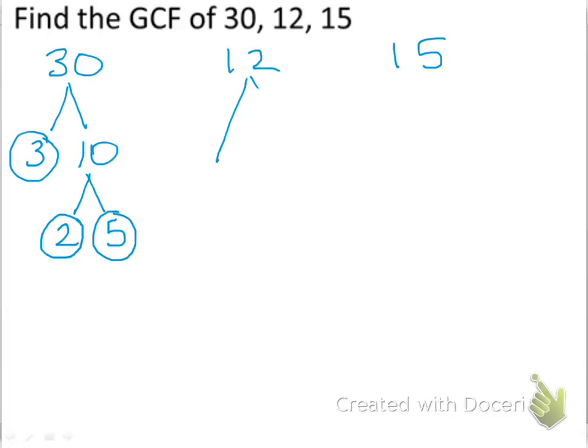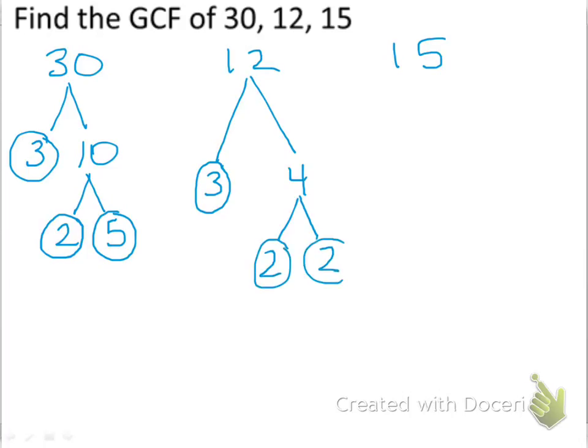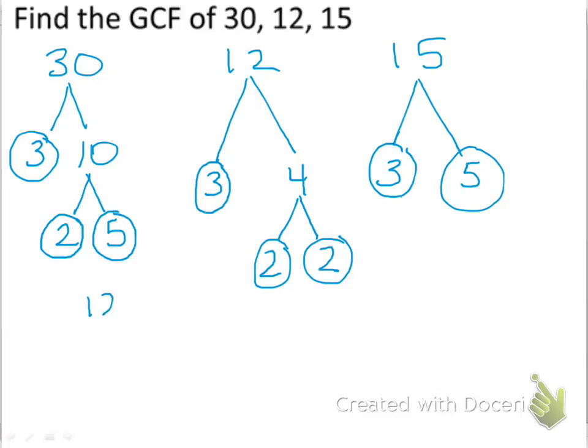Then, for 12, the numbers I think of are 3 and 4. If you think of other numbers, that's just fine. 3 is a prime number, so I'm going to circle it, and 4 can be broken down into 2 2s, which are both prime. Now 15. 15 can be factored into 3 and a 5, and I circle both of them because they're both prime, and that's it. Now I need to write their prime factorizations, 12, 15, and 30.